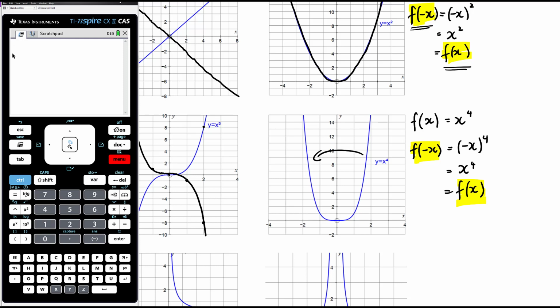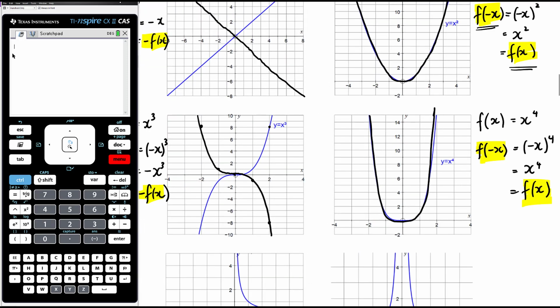And we can see that. This is another shape that is symmetric about the y-axis. So if you reflect it in the y-axis, you get exactly the same shape. Okay? The algebra supports that and the graph supports that.